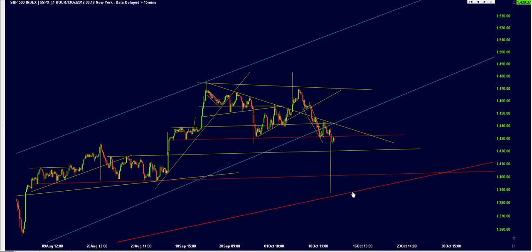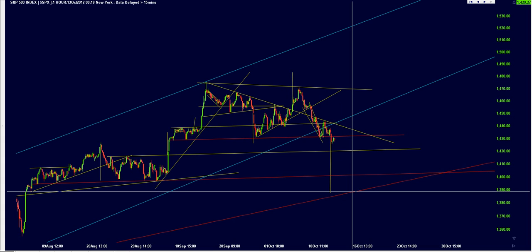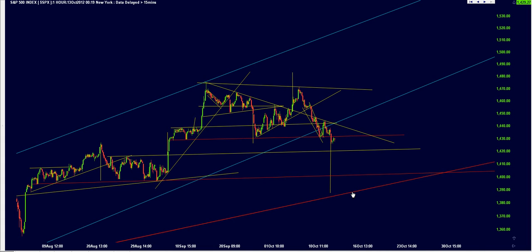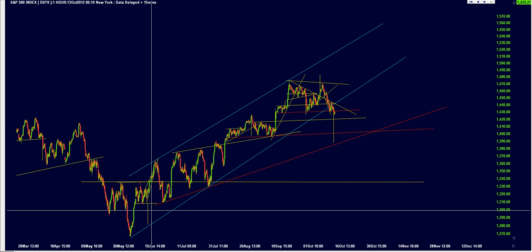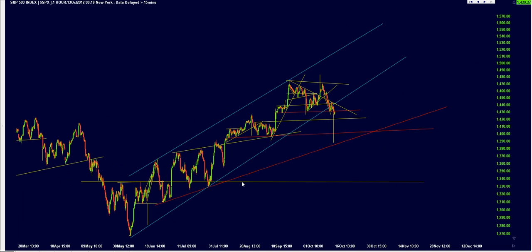Now, this red line is a new line. I've just drawn it on the chart. I'll show you where I've drawn that line. Under the low of the 25th of June and also under the low in late July, we found a few areas of support, and I would say that the S&P 500 would mostly bounce off this line. So we do have one last area of rising support, but if this area was to break, then we'd be looking at the 1330 area as an area of strong support.